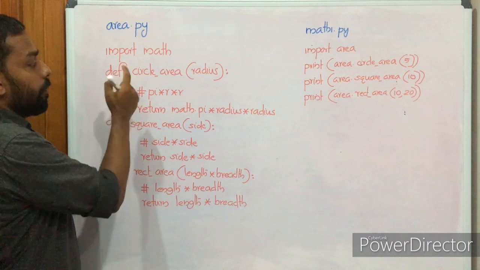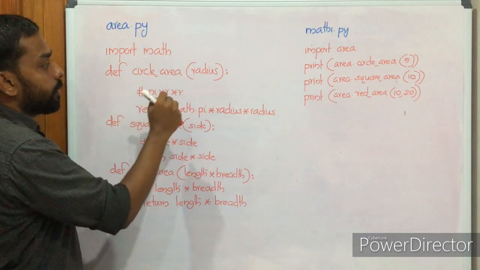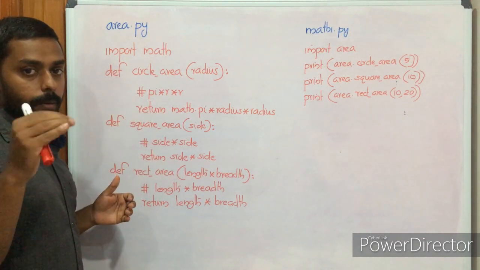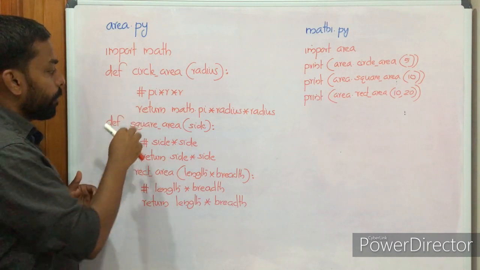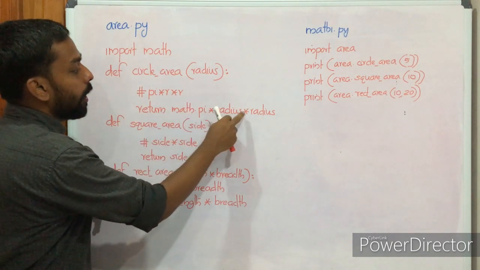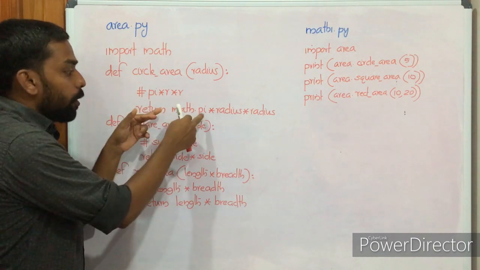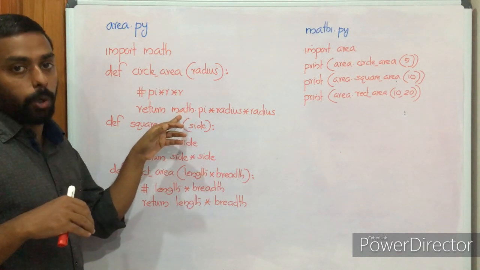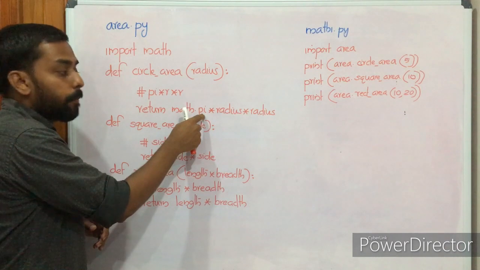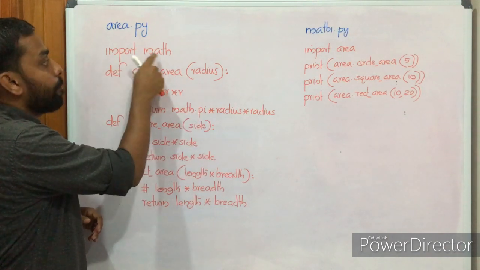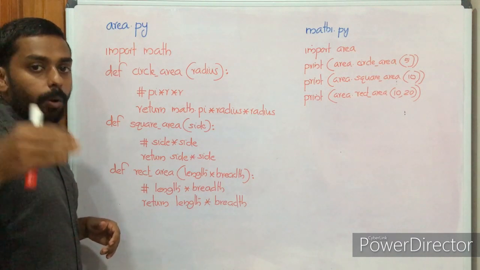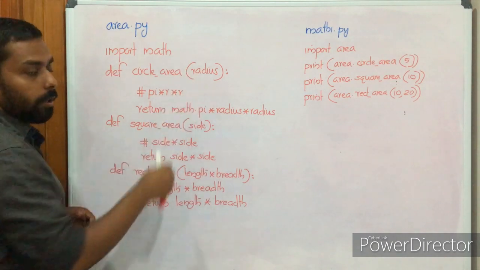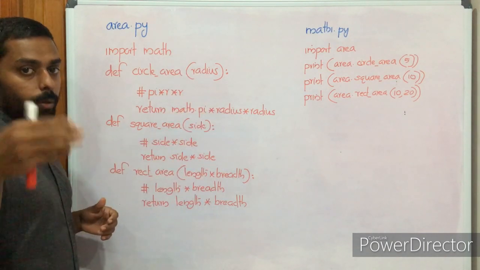Then we have the first function, def circle_area(radius), with a hash comment, pi into r. You know what hash is? It's for comments. The interpreter will not run it, just for the programmer. Then return math.pi into radius. So just for making use of pi, we are importing the math module. Just for using pi, we have imported the math module to the program. It's of no other use. Then we have passed radius, right? So it works out as pi into radius into radius.